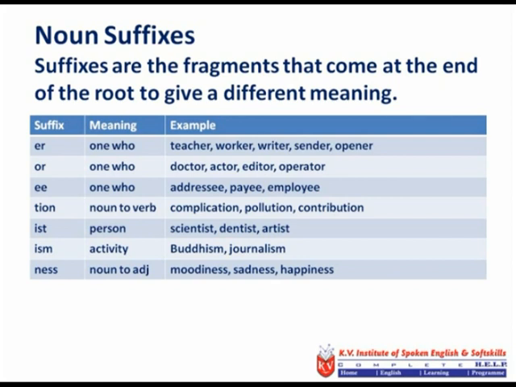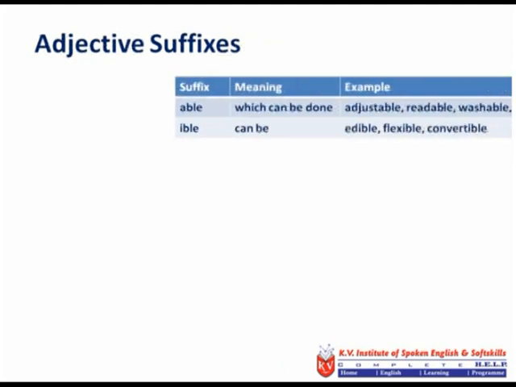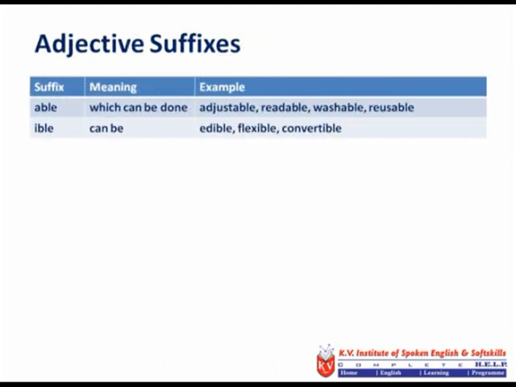Ness. It changes adjective to noun. Sad is an adjective. Sadness is a noun. Mood and moodiness. Happy and happiness. Let's see some of the adjective suffixes. Able, which means can be done. Adjustable, readable, washable, and reusable. Ible, which means can be. And words are edible, flexible, convertible.